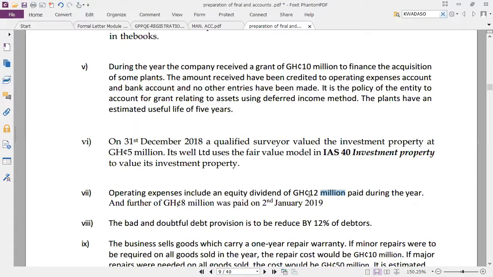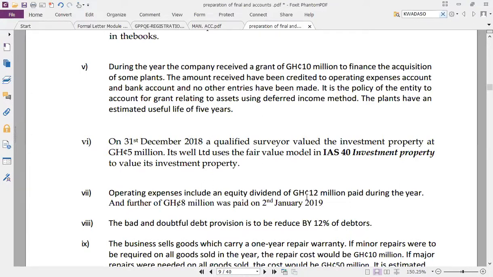Good. So it means that this 12 million must be reversed from where? The operating expenses account. So you have to reverse this from the operating expenses. That is it. Then we will take it off from the retained earnings on the statement of changes in equity. Great.